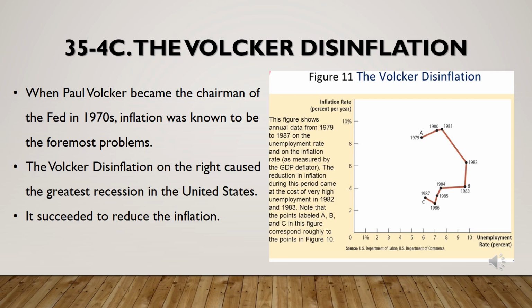Recession itself means a decline in aggregate output for 2 consecutive quarters, which also means that he succeeded in reducing inflation. As you can see from figure 11, Volcker succeeded in decreasing inflation from 1979 to 1987, although there was an increase in unemployment during these years.